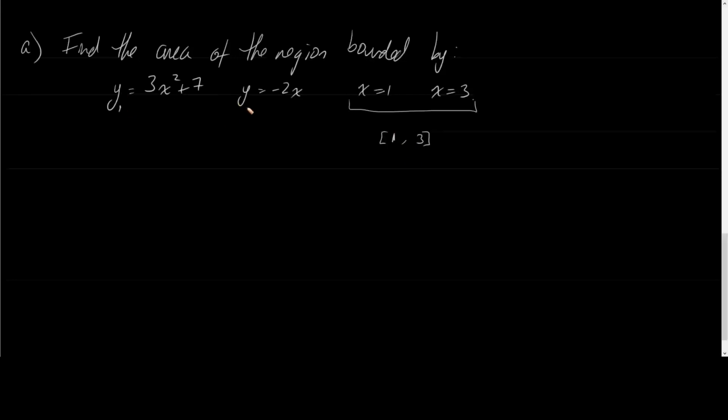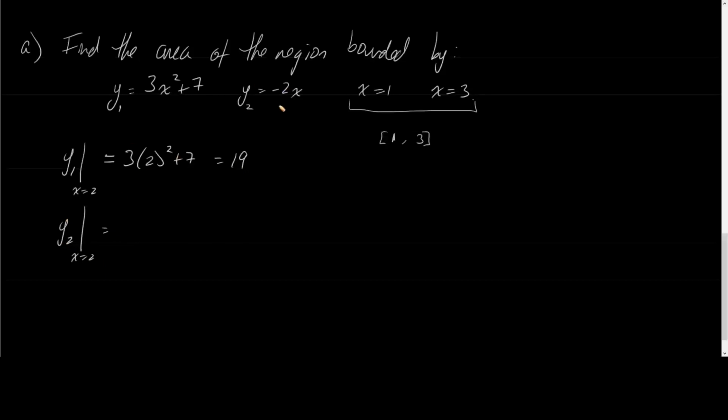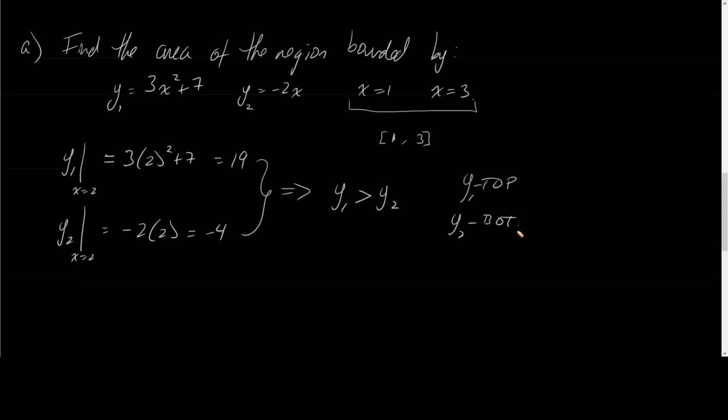So I'm going to call this y sub 1 and y sub 2. In y sub 1, if I evaluate it at x equals 2, what do we get? Well, we end up with 3 times 2 squared plus 7. 2 squared is 4, times 3 is 12, plus 7 is 19. If I evaluate y sub 2 at x equals 2, I end up with negative 2 times 2, which is negative 4. So these two essentially tell us that y sub 1 is bigger than y sub 2. So y sub 1 is top and y sub 2 is bottom.